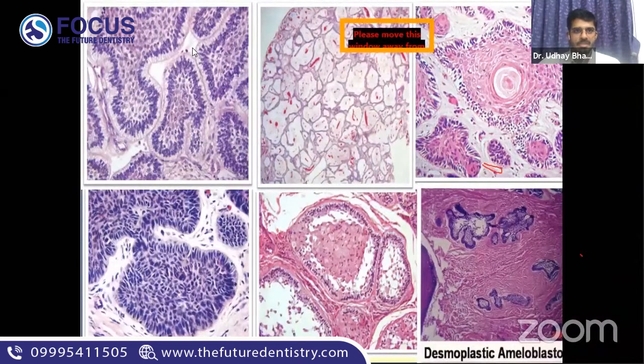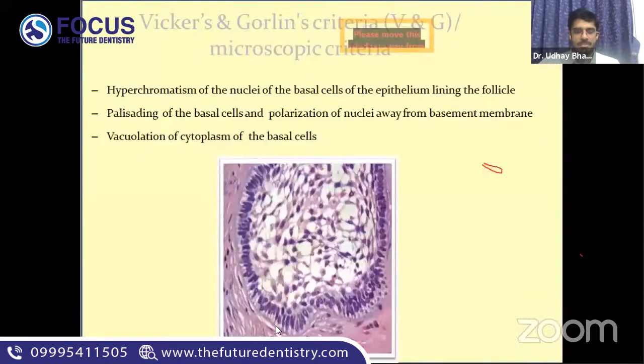This is another follicle. So you have large follicles of neoplastic odontogenic epithelial cells, which exhibit the Vickers and Gorlins criteria. So a typical ameloblastomatous field will look something like this. On closer examination, it will look like this. So you will have a follicle. This is a zoomed in version, a higher power image of a follicle of follicular ameloblastoma. So you will have a basement membrane here. You will have the cells exhibiting Vickers and Gorlins criteria.